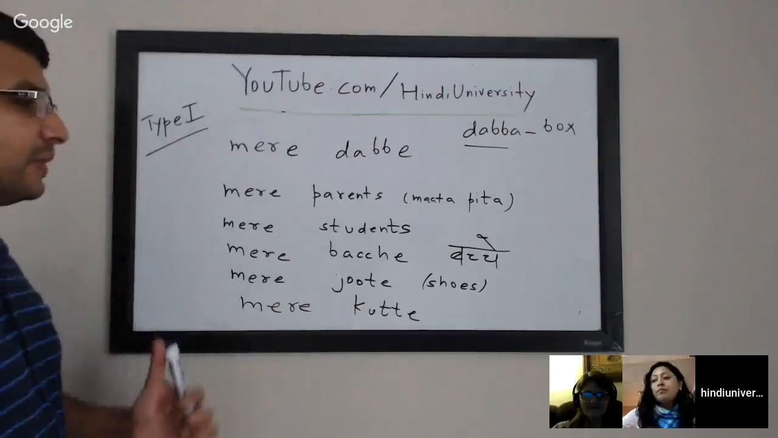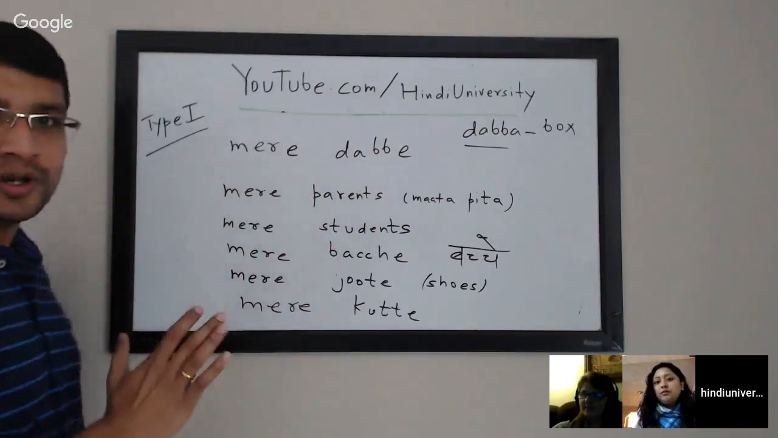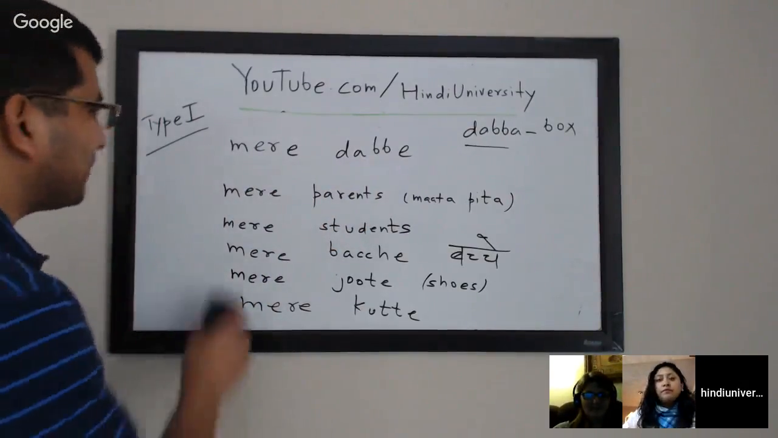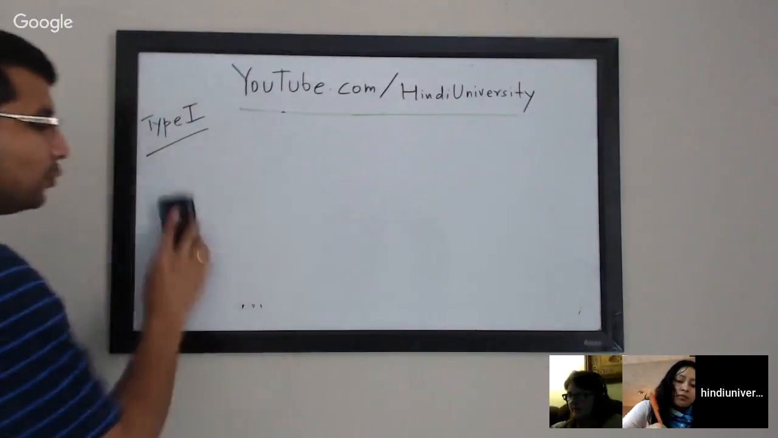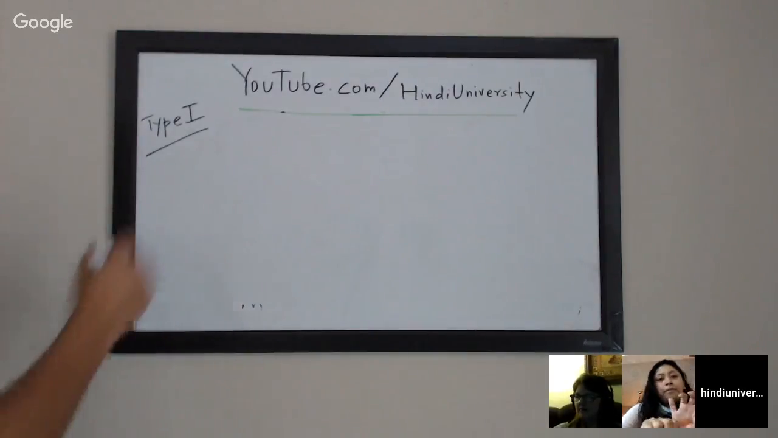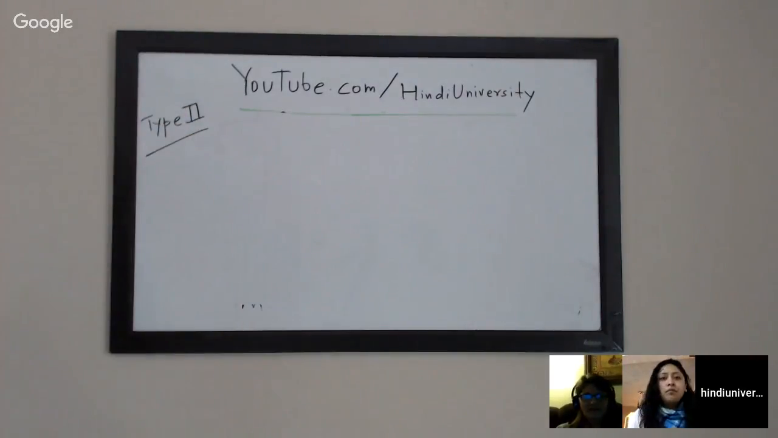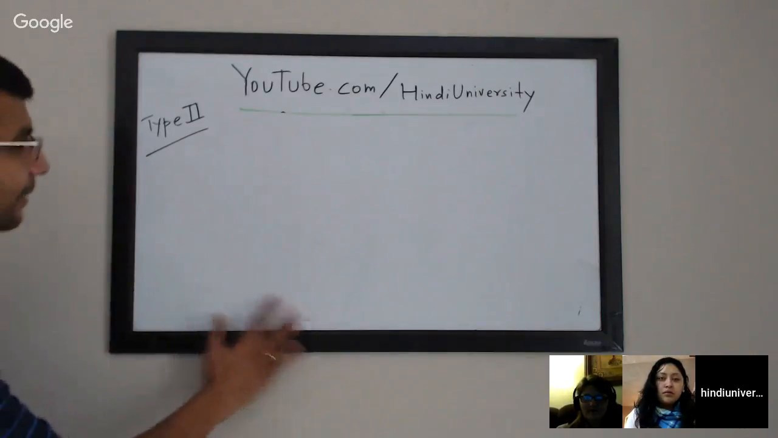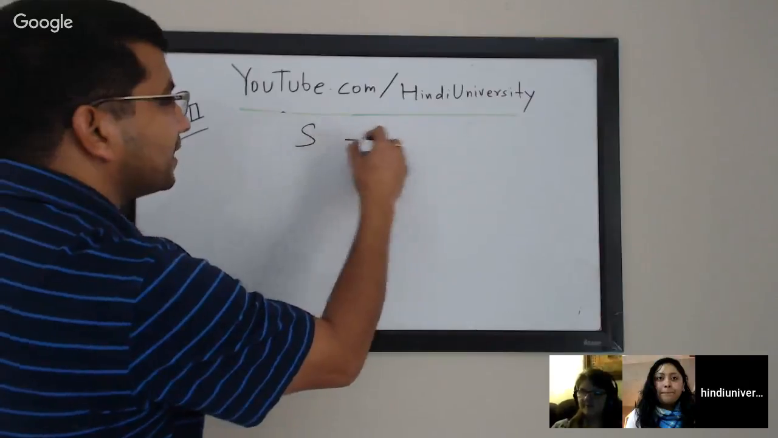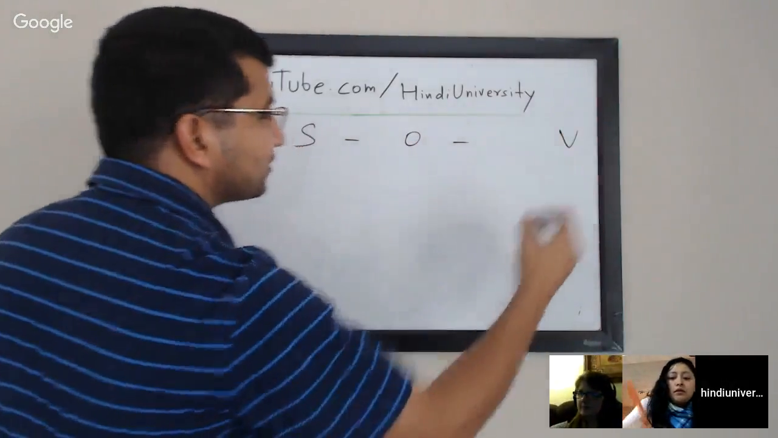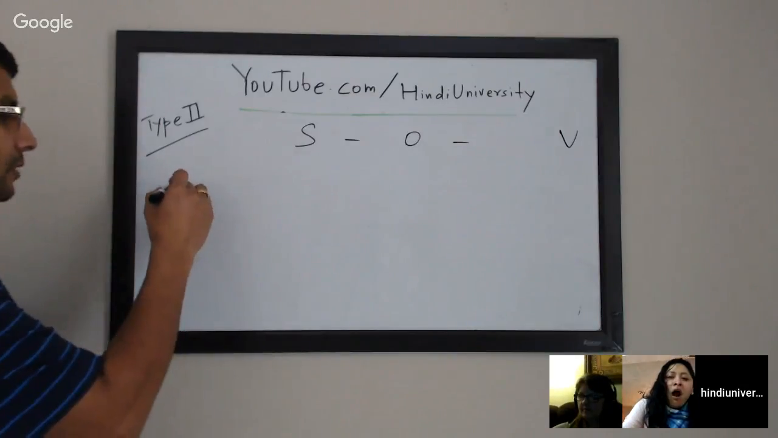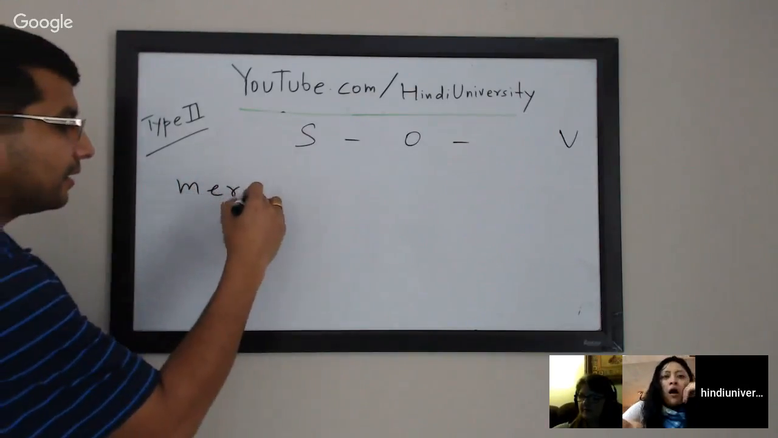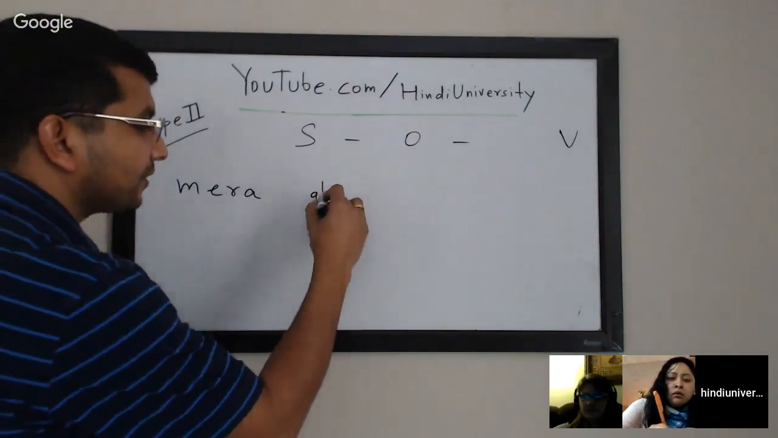As you might imagine, so far it was two words. As we go deeper into this topic, the sentences will have more than two words. Let's look at type two, and you'll be surprised how many sentences we can make with it. Again, the formula on top is SOV: subject, object, and verb in Hindi. So far we spoke about mera, let's say mera ghar, my house.